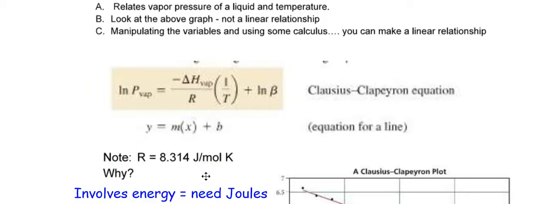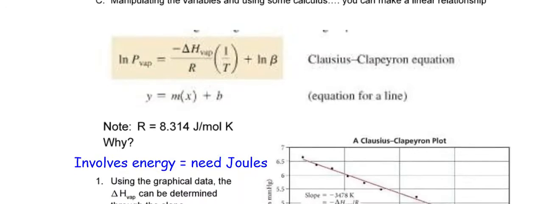And what is the other thing I really have to be aware of? Well, look at the unit here of R. Do you see that? Joules per mole what? Kelvin. So what do you think temperature now needs to be in? Oh, I think it needs to be in Kelvin, don't you? So your X is really 1 over Kelvin, isn't it?